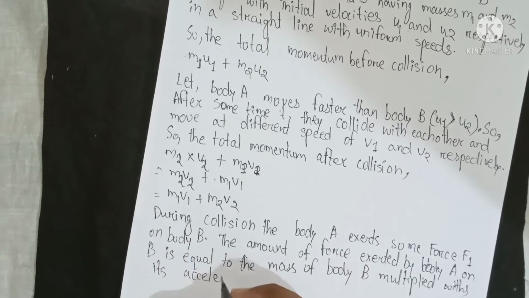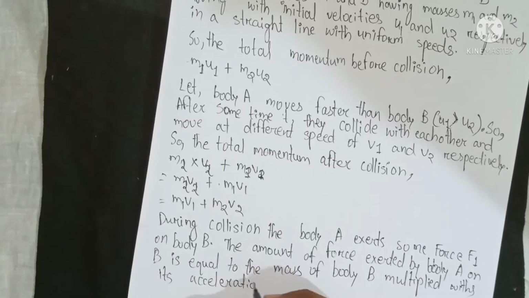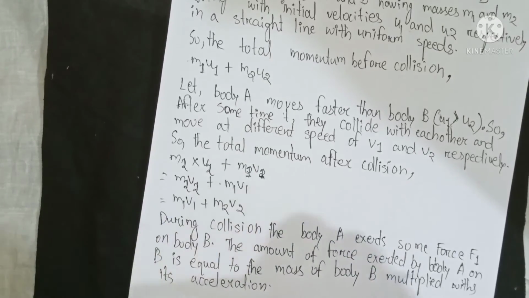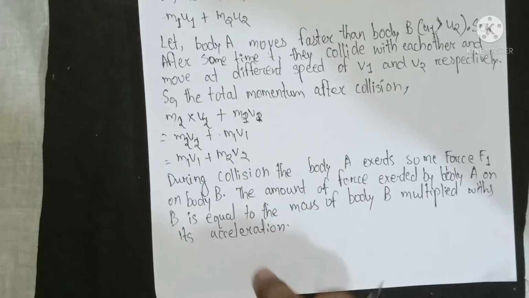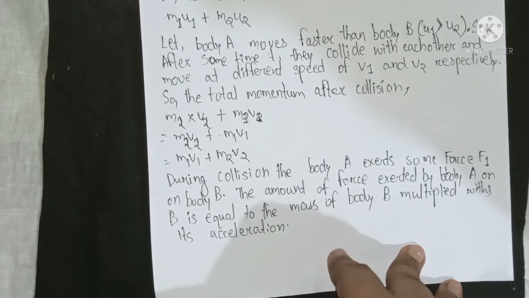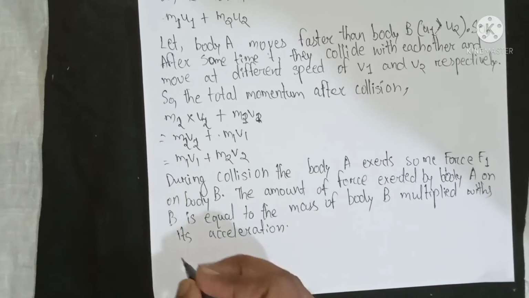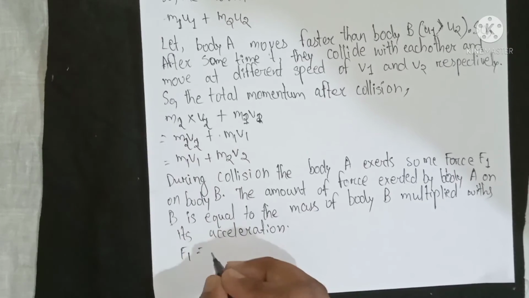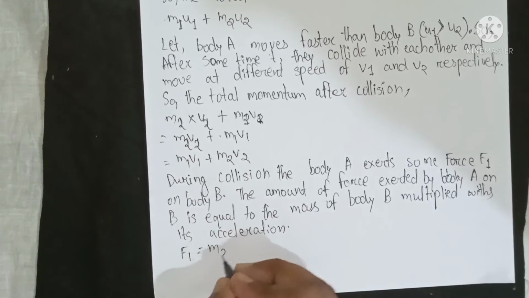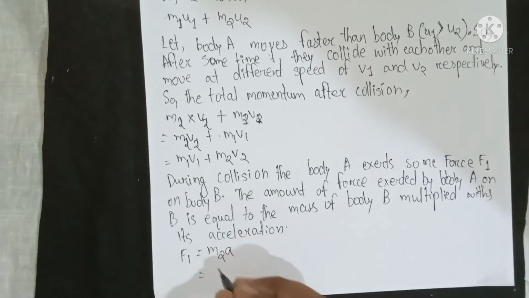So we are writing that the force exerted by body A on body B is equal to the mass of body B multiplied by the acceleration produced in it. So here we will write F1 is equal to the mass of body B, m2, multiplied by its acceleration, is equal to m2.